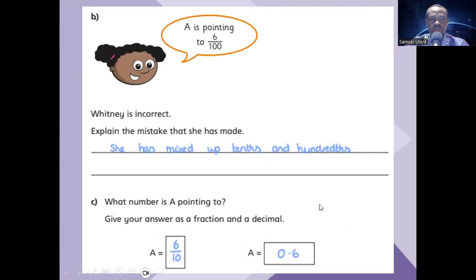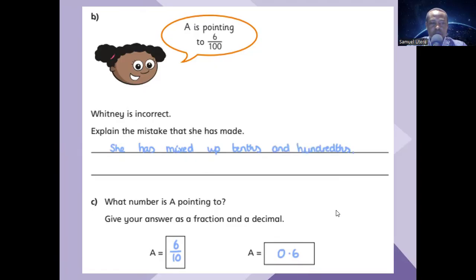Here is question 5, B and C. Here are the answers. You were asked to explain the mistake. She has mixed up the tenths and the hundredths.